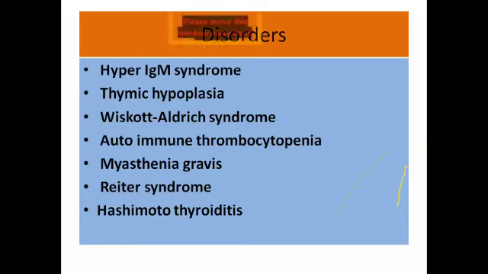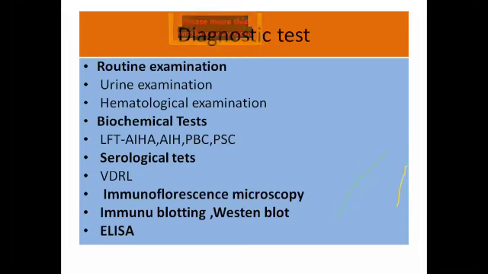What are the symptoms we can see in this? There is fatigue, hair loss, dryness, and constipation. So these are the symptoms we can observe. And for treatment, they give hormone itself. These are the diagnostic tests students, that will be taken here: routine examination, urine examination, hematological examination, biochemical test, and VDRL. So these are the tests taken for diagnosing these disorders.